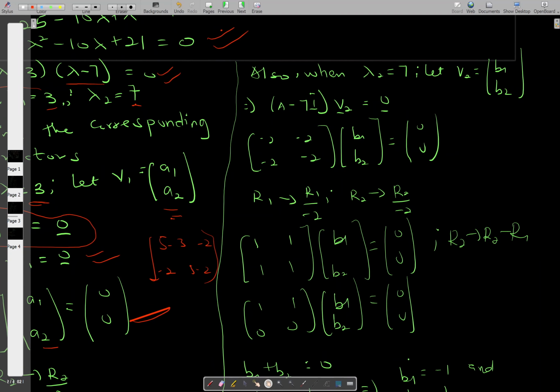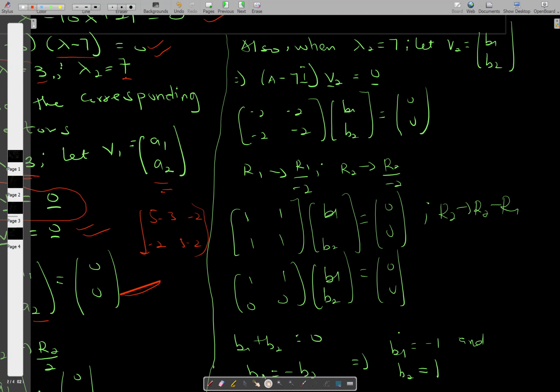Now let's move on to the second. Let's look for the second eigenvector, that's the eigenvector of 7. So once again we just subtract 7 from the diagonal elements, I mean the leading diagonals. So when we do that, we get this: -2, -2, -2, -2. We choose our vector v2 to be (b1, b2).